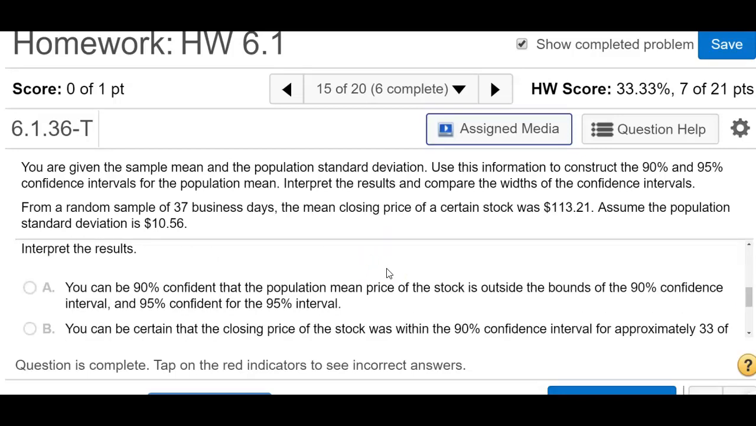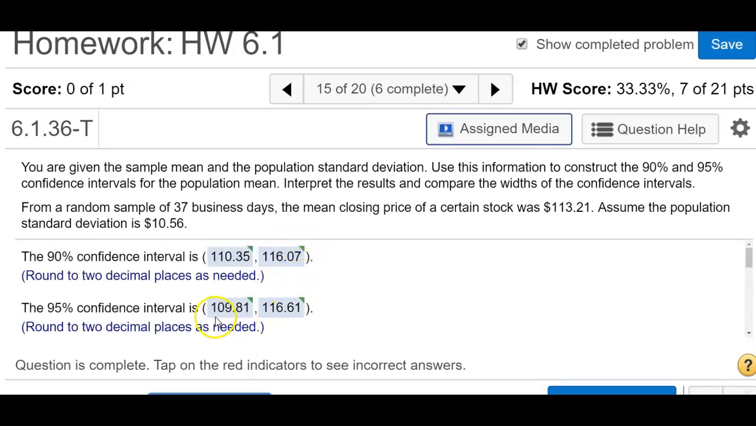So let's go ahead and interpret the results. What does it mean? You can be 90% confident that the population mean price of the stock is within the bounds of the 90% interval, and 95% confident for the 95% interval. What does this even mean? Remember, you're not telling me that you are 95% confident that your population mean is in this range. That's not what you're telling me.